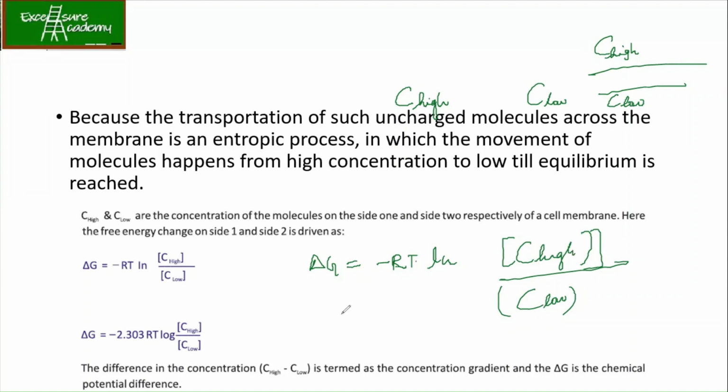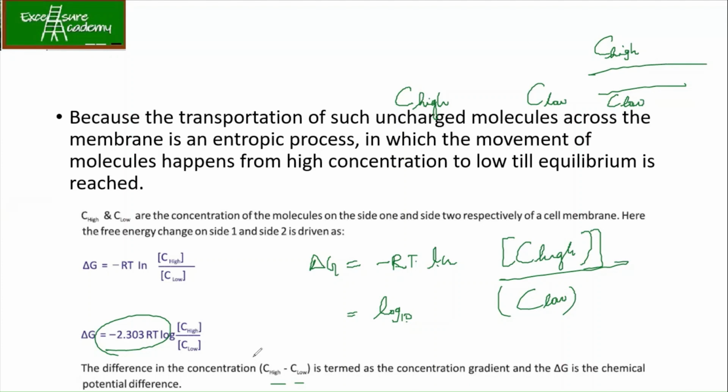Now if you want to convert the natural log to the logarithm to the base 10, from ln to log 10, then this value will get added. Okay. So now delta G is equal to minus 2.303 RT log C high to C low. So the difference in the concentration of high and low is termed as a concentration gradient, and delta G here is known as the chemical potential difference.